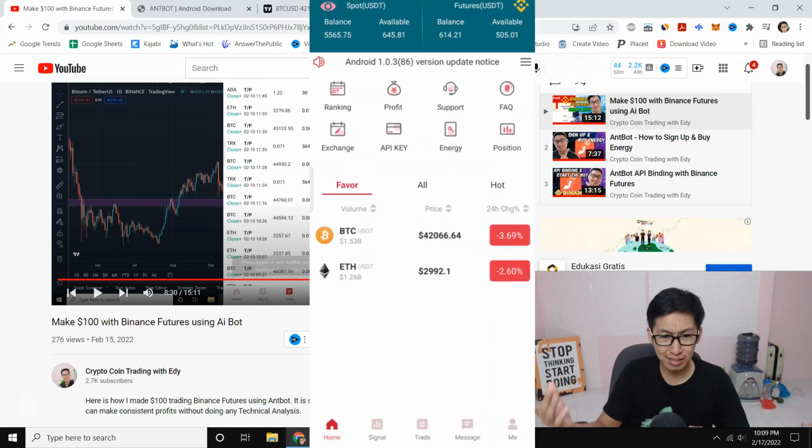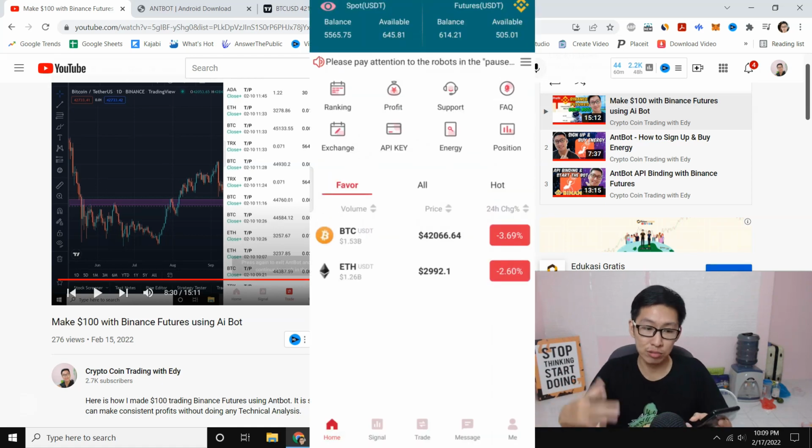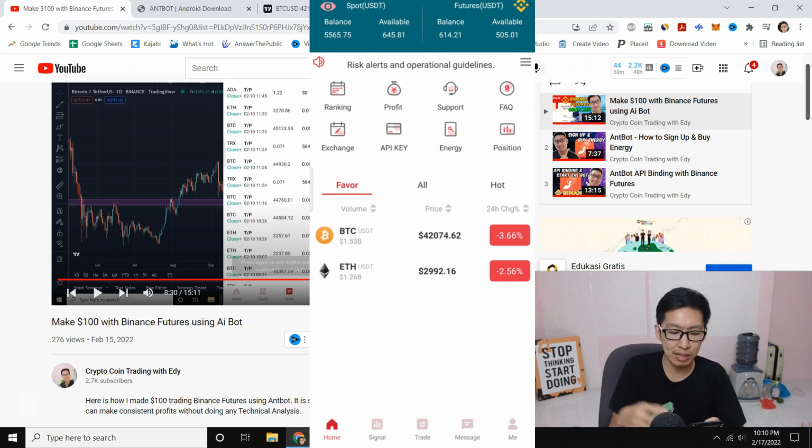But overall, I think this is a good bot to try for futures, especially for beginners. If you are a pro, you know, you can make your own settings. I already explained to you.